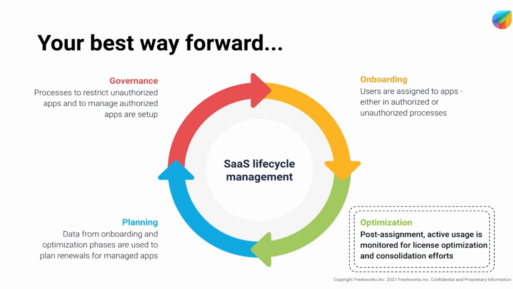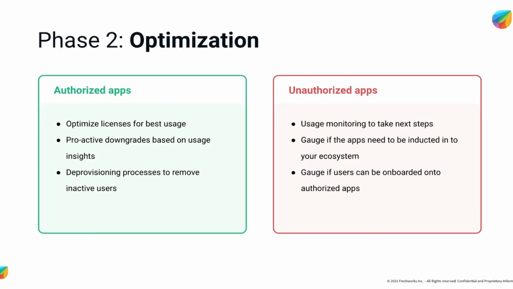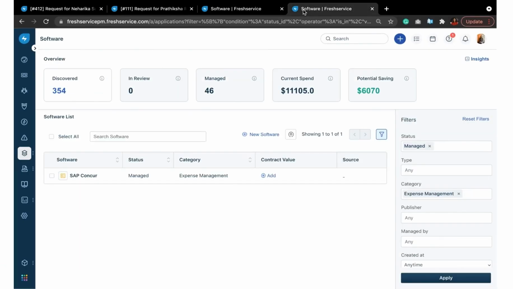And when it comes to consolidation efforts, you can observe if the same business need is being solved by multiple solutions, and you can consolidate them to avoid multiple investments to solve the same problem. So in the optimization phase, you would be understanding how the apps are being used, and based on that, you will optimize usage. For authorized applications, you would optimize licenses for the best usage. Let's quickly see in Freshservice how we can do this.